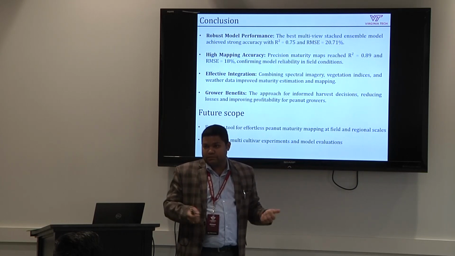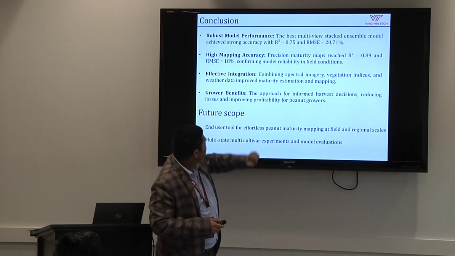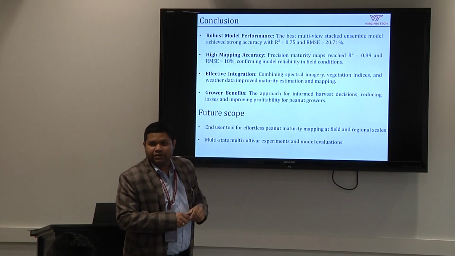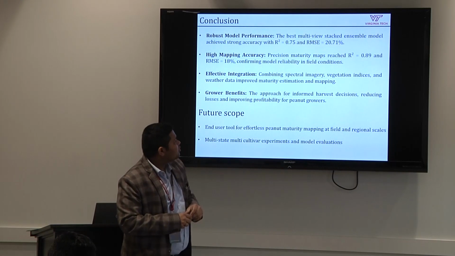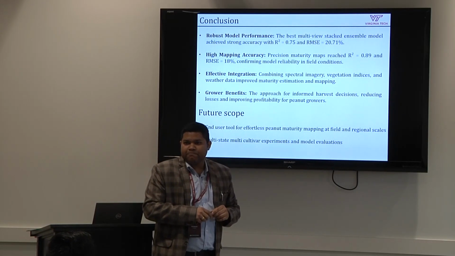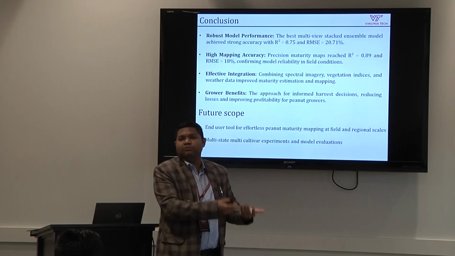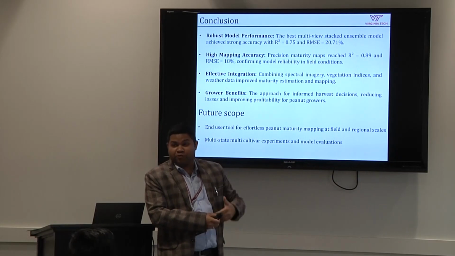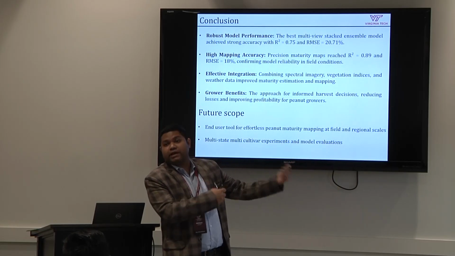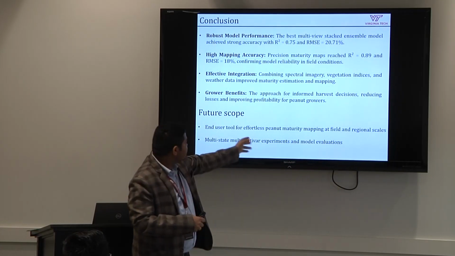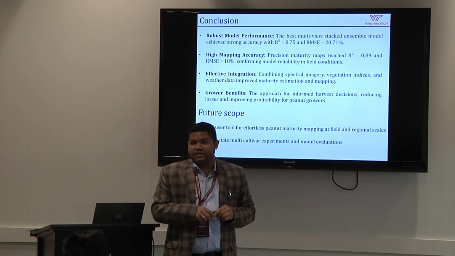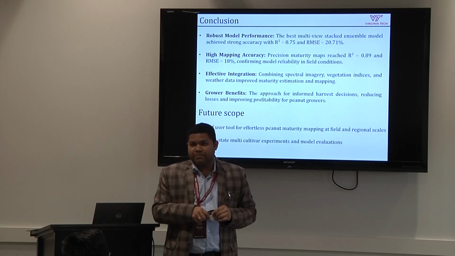So in terms of conclusion, we had very robust model performance with a highest R square value of 0.75 and error around 21%. Grower benefits, of course, this helps in identifying the appropriate time for them to go for harvest. We're also working on forecasting peanut maturity, because weather is a big factor, so we can forecast now. Future scope, we are also developing a web tool, where growers can just draw boundaries around their field that uses satellite data.